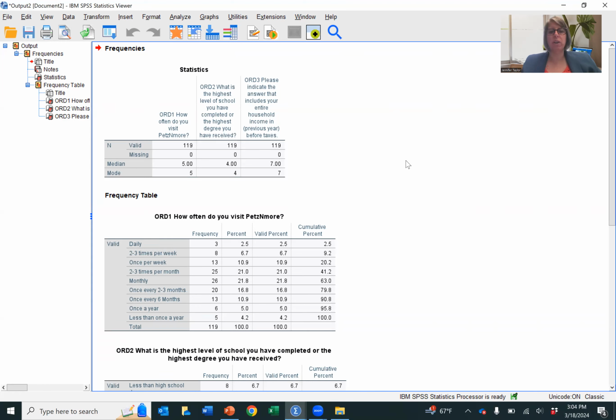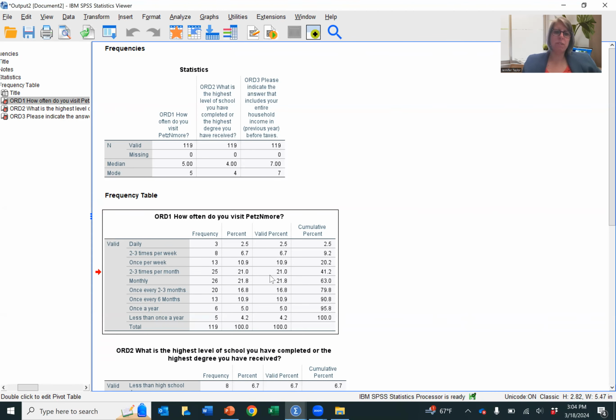Now we can look at our frequency tables. And we have our first frequency table. As you can see, we have our labels for the answers that the respondents could have picked. We have the frequency. This tells us how many of the respondents stated that that was their answer. And then we have this percentage, which tells us what percentage of that sample of the respondents answered that.